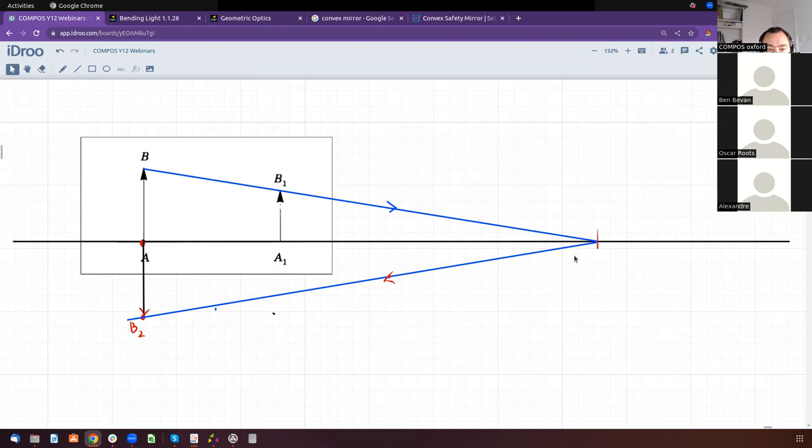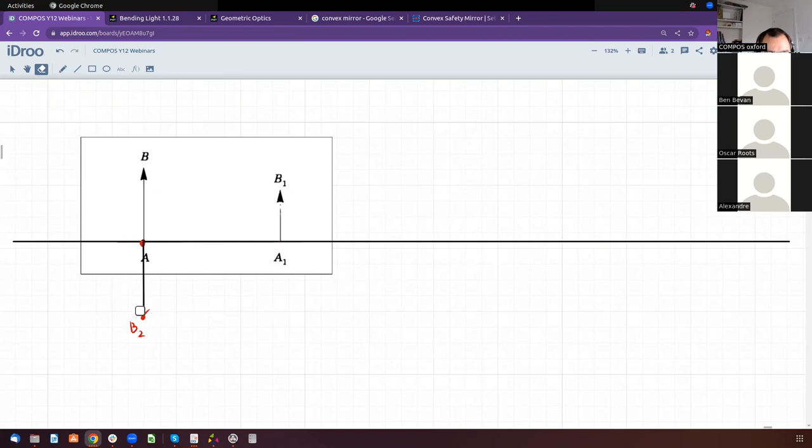Sorry, I've done something wrong. Apologies. Okay. The ray originating from B will pass through B2. Yes, that is a fact. But there are different ways this can happen. It can happen like this, for example. We don't know the position of the mirror yet, sorry. So we don't know the position of the mirror.